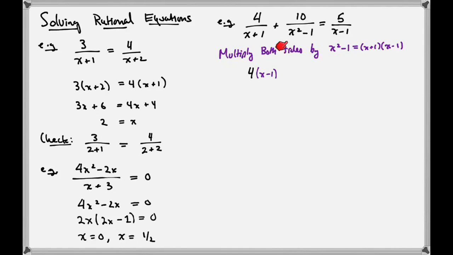When I multiply it by this term here, all of the x squared minus 1 will cancel out, equal to, and then when I multiply 5 times this stuff, the x minus 1 will cancel. I'll be left with x plus 1. And now I have a polynomial equation. In fact, it's linear, and I should be able to solve that. So let's distribute everything out. 4x minus 4 plus 10 is equal to 5x plus 5.